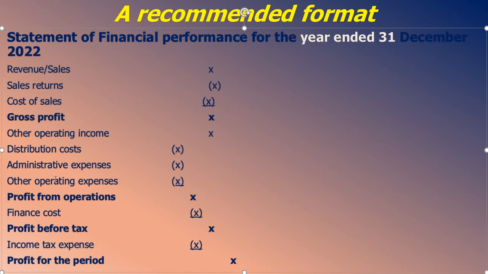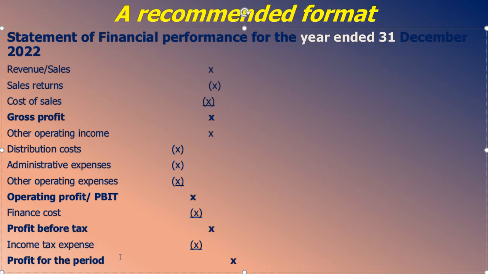I want you to note these words. Operating profit or profit before interest and tax. We got operating profit or PBIT, profit before interest and tax.